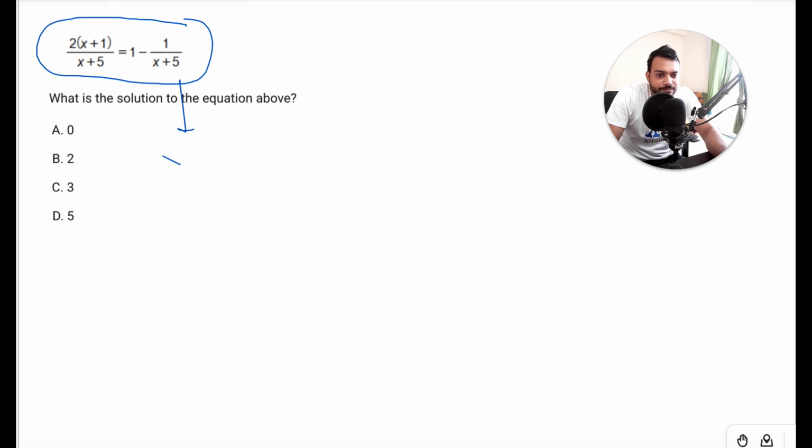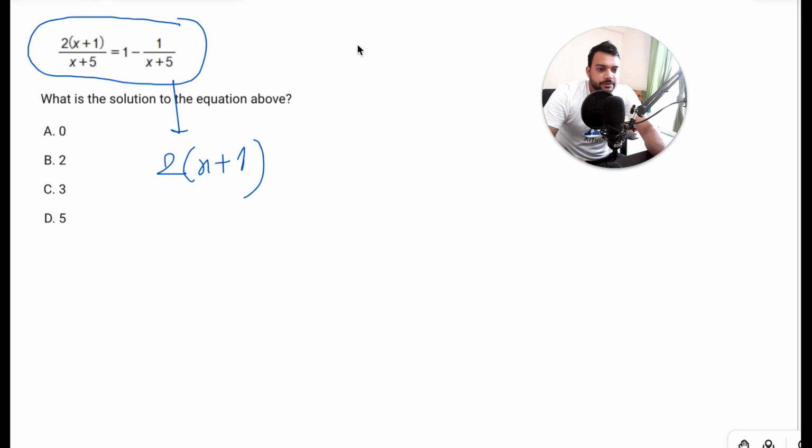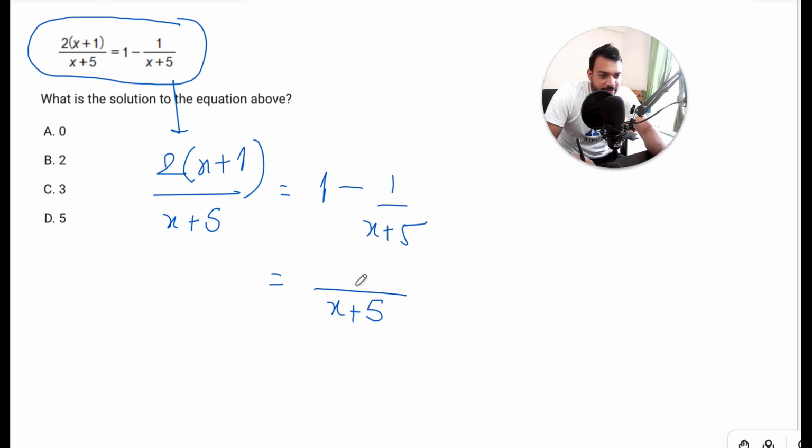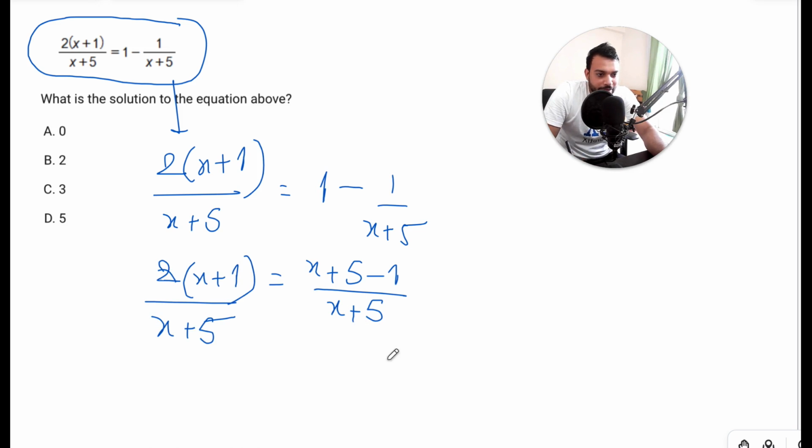So 2 times (x plus 1) over (x plus 5) is equal to 1 minus 1 upon (x plus 5). Okay. On the right hand side, take x plus 5 as the common denominator: x plus 5 minus 1. On the left hand side, it stays the same: 2 times (x plus 1) over (x plus 5). Now you must be tempted to cancel the x plus 5s on both sides, but don't do that.